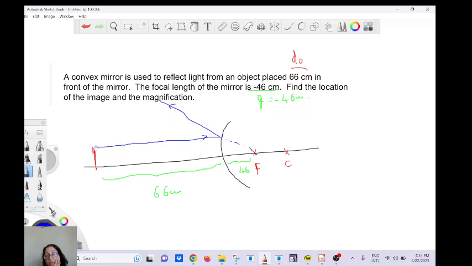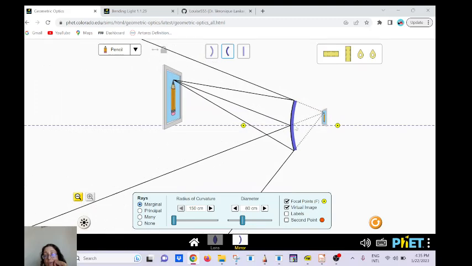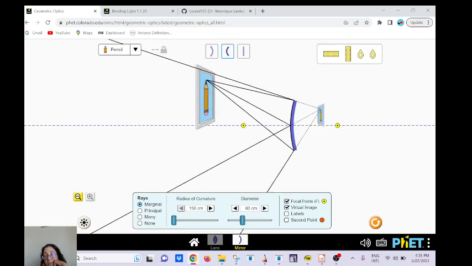And the ray that wants to go to here, I'm going to make that. The ray that wants to go here is going to bounce off in the same direction. So where are they going to meet? They're going to meet somewhere there. So it's going to be a virtual image very close to the focal point. You see that the image is always inside your focal distance here. So this is 46, and the image is going to be about here. It's going to be upright, virtual, and reduced.